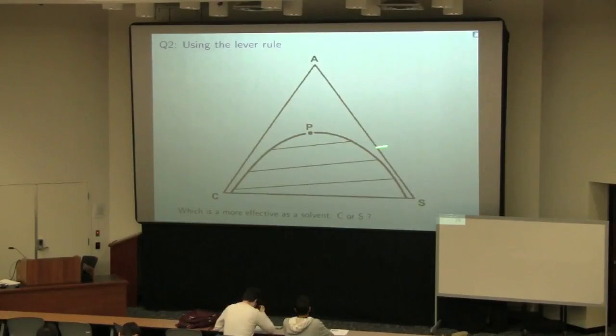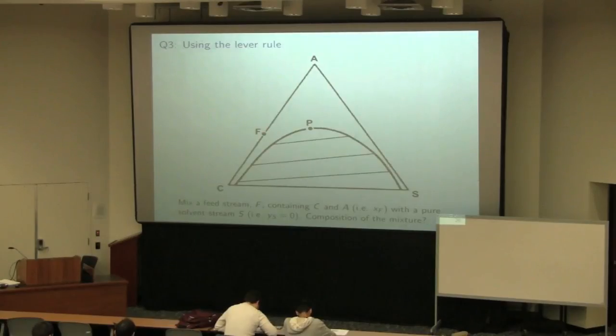S. Yes, S. Where the lines slope up towards S, we're going to get higher concentrations of the solute A carried in that solvent S. Along the same tie line, if that system comes to equilibrium, the concentration of A in C is going to be lower than it would be in S. So S is a more effective solvent here than C is. I guess the labels kind of give that away.